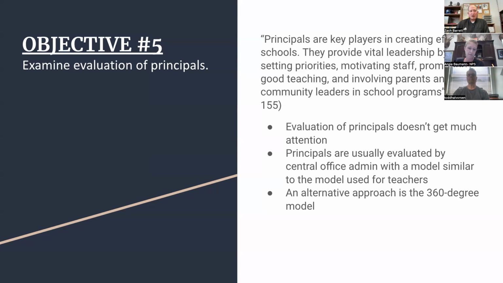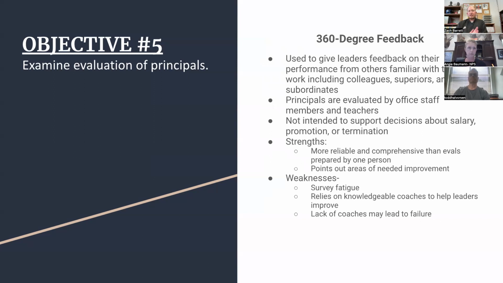But an alternative approach to this is the 360-degree model. So I'm going to go to that here. The 360-degree feedback is used to give leaders feedback on their performance from others that are familiar with their work, like colleagues, superiors, and subordinates. So assistant principals would evaluate the principal, office staff, the teachers, other people would have a chance to evaluate the principal. And it is not intended to support decisions about salary, promotion, or termination.